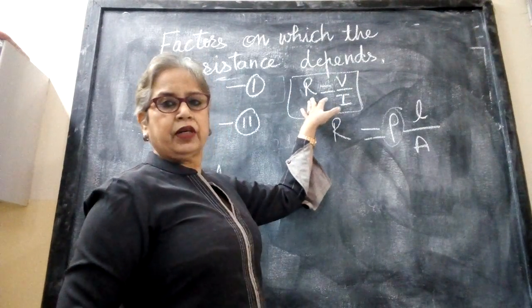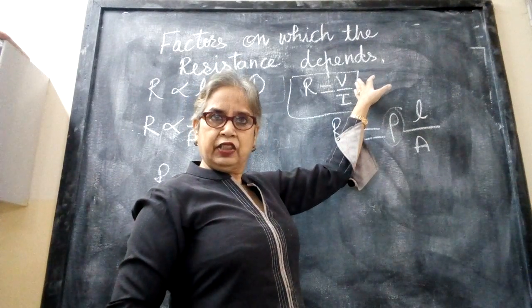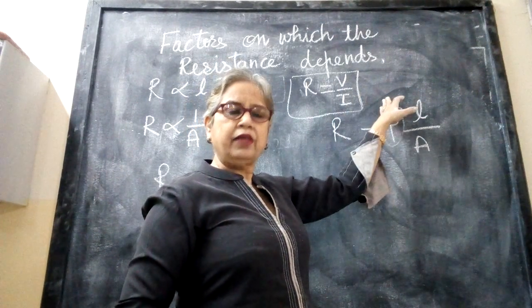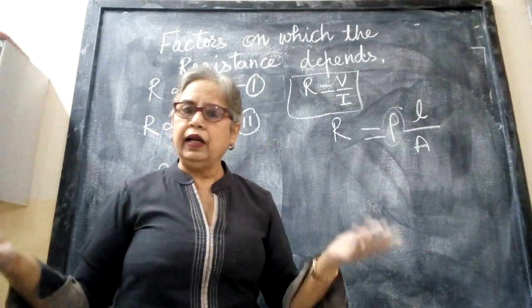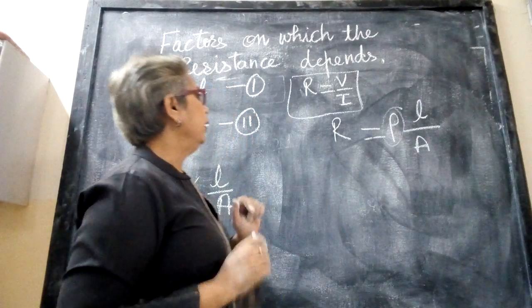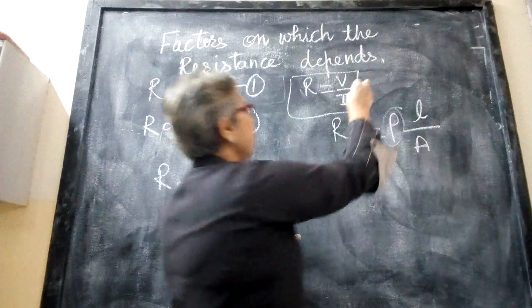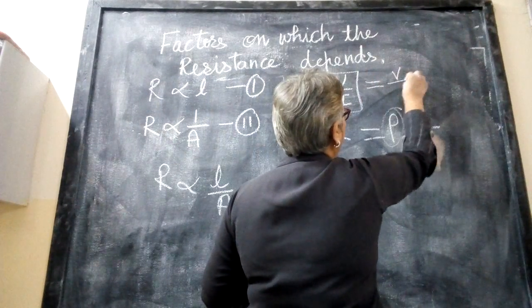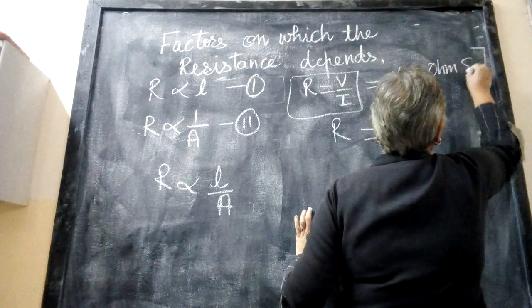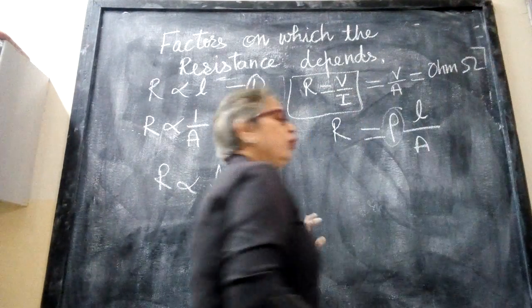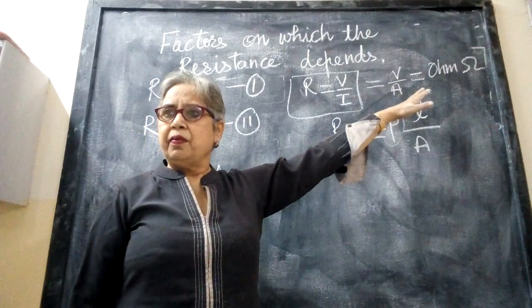So resistance of a conductor is the numerical ratio between the applied potential difference and the current flowing through it, or it is the resistance offered to the flow of electrons. Is this clear? Okay. Now what is the unit? So unit of resistance will be, let us say, volts upon ampere equal to ohm, in honor of the scientist who gave us this law, and it is denoted like this symbol.